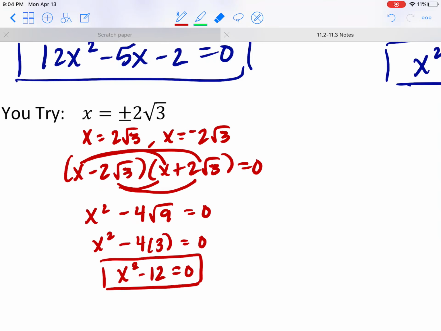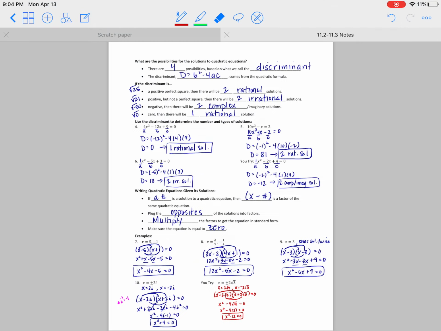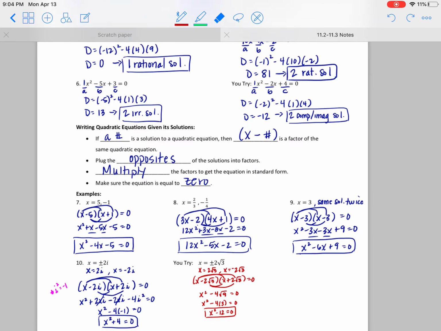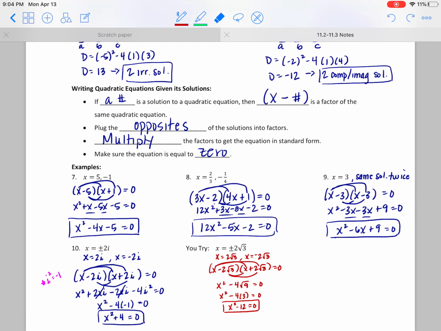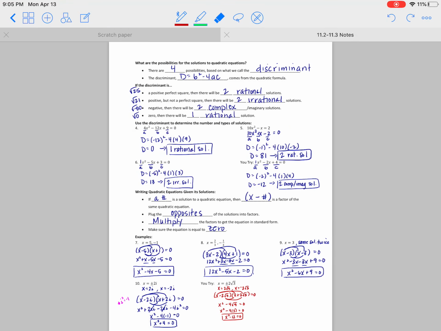Okay? So there it is, guys. Using the quadratic formula, if you like that option for solving, or if you need that option for solving, determining what the solutions look like based on the discriminant, and then using given solutions to work backwards and write equations. So hopefully all good.